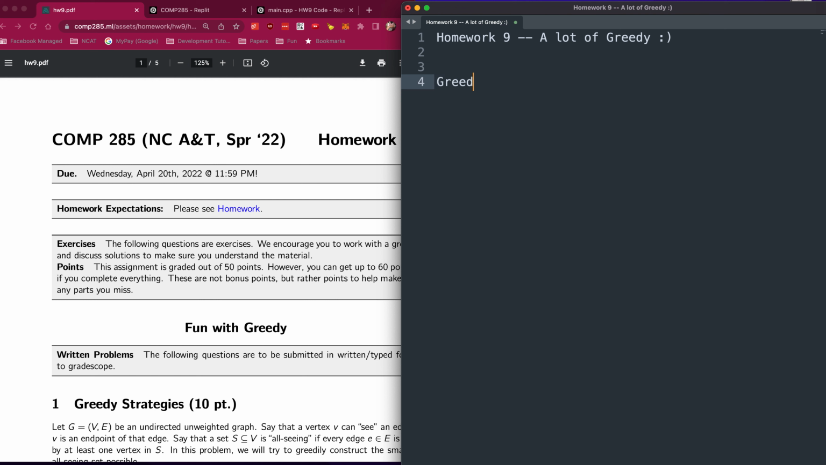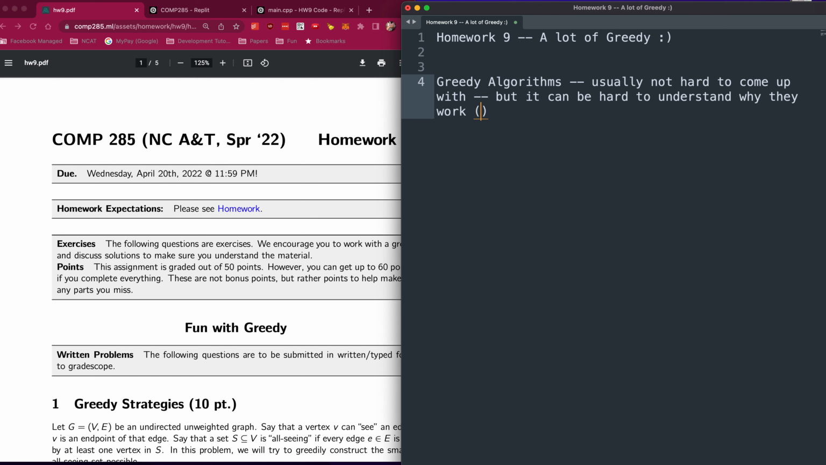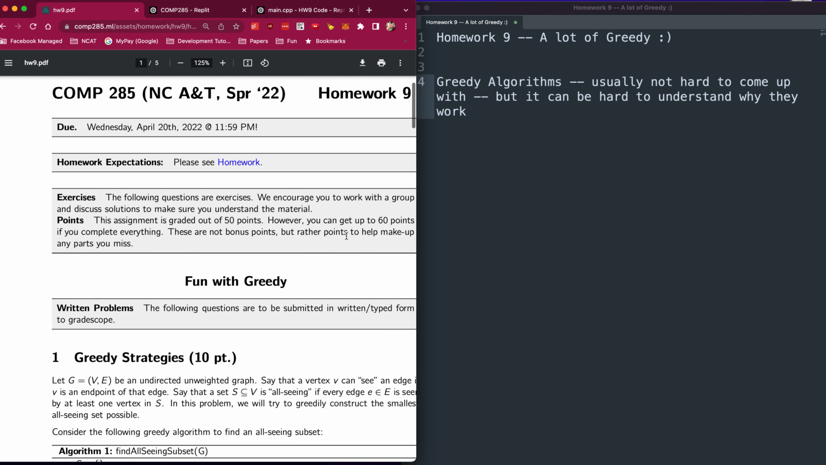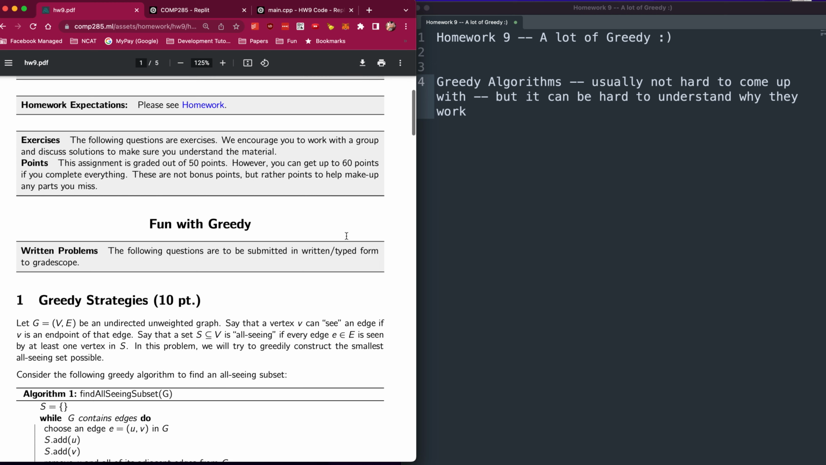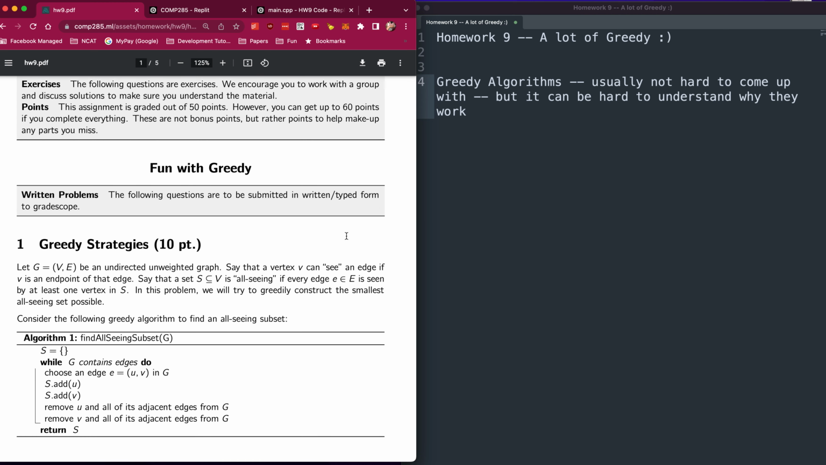Again, one of the things with greedy algorithms is that they usually work, and they're usually not hard to come up with. But it can be hard to understand why they work, or to convince yourself that they actually work. So in this homework, I think a lot of you are going to have a good opportunity to make really good progress on your own. So I figured I'd give you as much time as possible to do that.